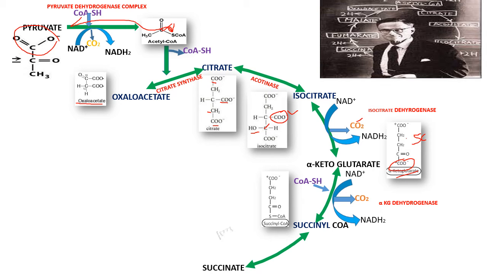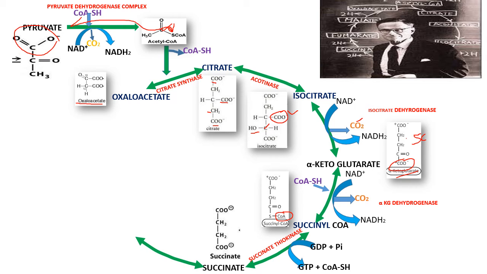Succinyl-CoA is converted into succinate by the enzyme succinate thiokinase. This CoA is released, and in this reaction one GDP is combined with inorganic phosphate to yield GTP, which is equivalent to ATP, and one molecule of CoA is released.